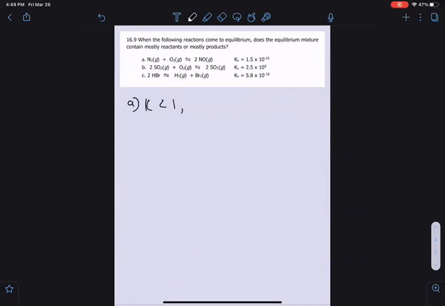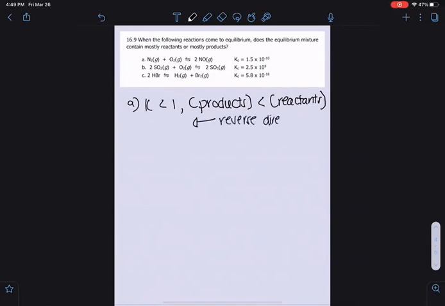And we know that if K is less than 1, then the concentration of the products is less than the concentration of the reactants. And if that's the case, this drives the reaction in the reverse direction. And if this reaction goes in the reverse direction, ultimately it produces more reactants.